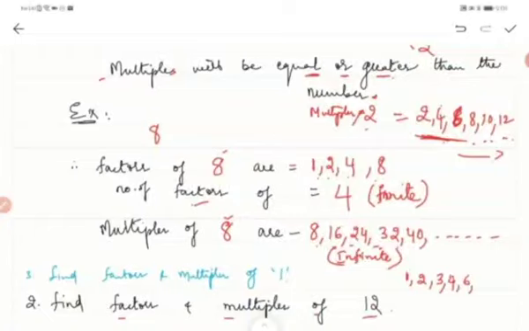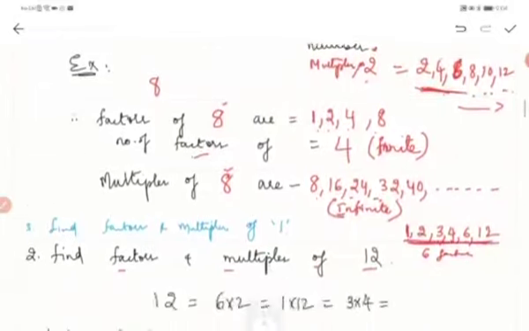Then 7, in 7 table you'll not get 12. 8, no. 9, in 9 table also you'll not get 12. 10, 11, no. Last is 12. So how many factors do you have for 12? 1 2 3 4 5 6. Okay, you have 6 factors of 12, okay, and these are those factors.